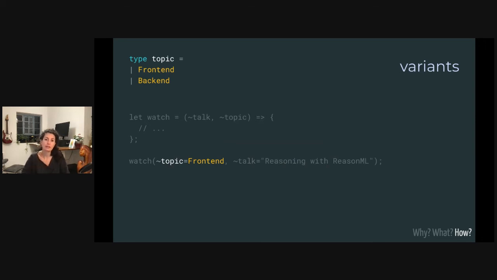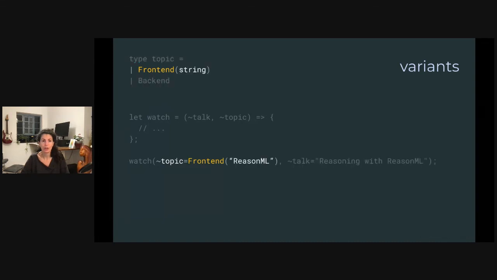Variant is the data structure that enables you to choose from a variety of options. Most data structures in most languages are about this and that. A variant allows us to express this or that. So in our case here, topic is a variant type with the cases front-end and back-end. They are called variant constructors, where the bar separates between them and they must start with an uppercase letter.